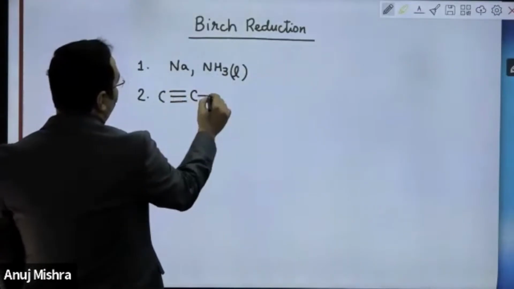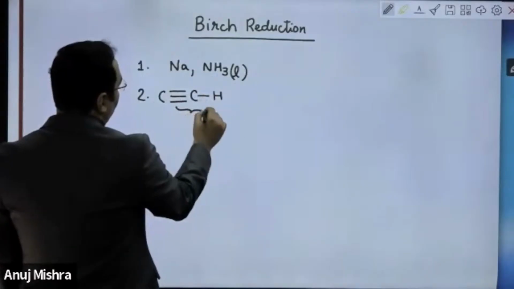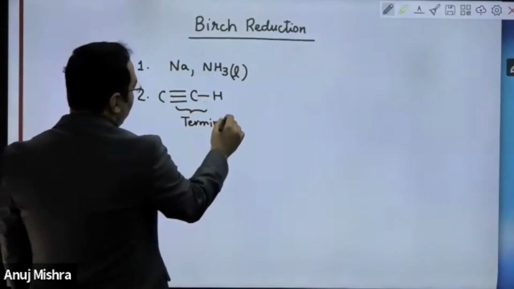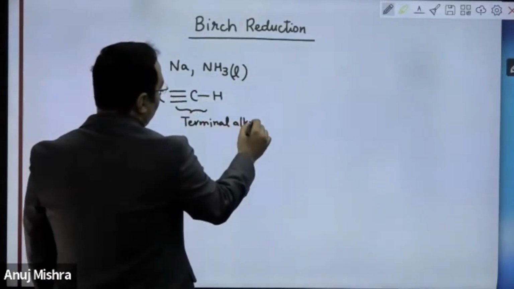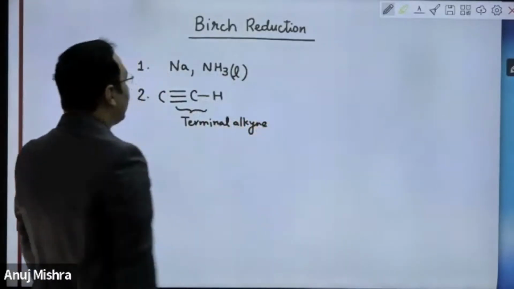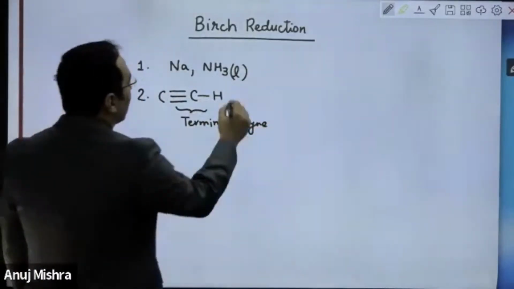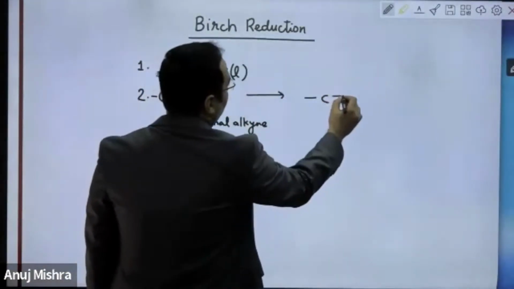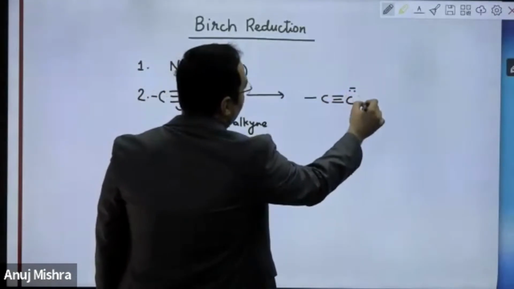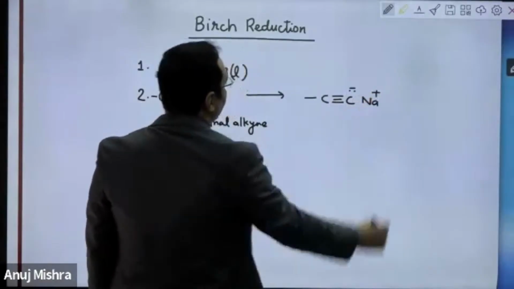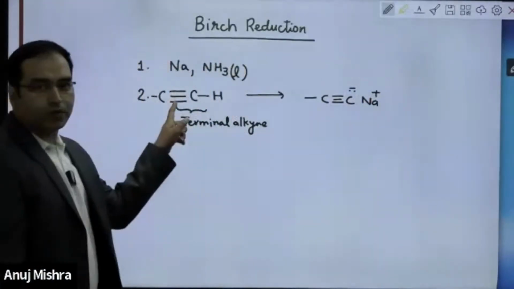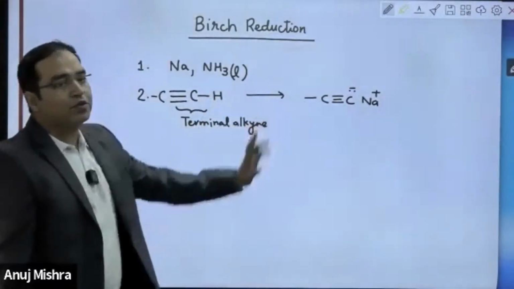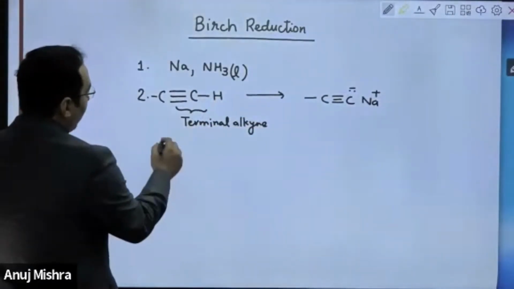If you have this kind of terminal alkyne, meaning when the triple bond is on the corner, it is called a terminal alkyne. This can become C minus Na plus. So it can take H plus. Can you observe this? The triple bond was there, the terminal H, this H can be taken up. This becomes C minus Na plus.